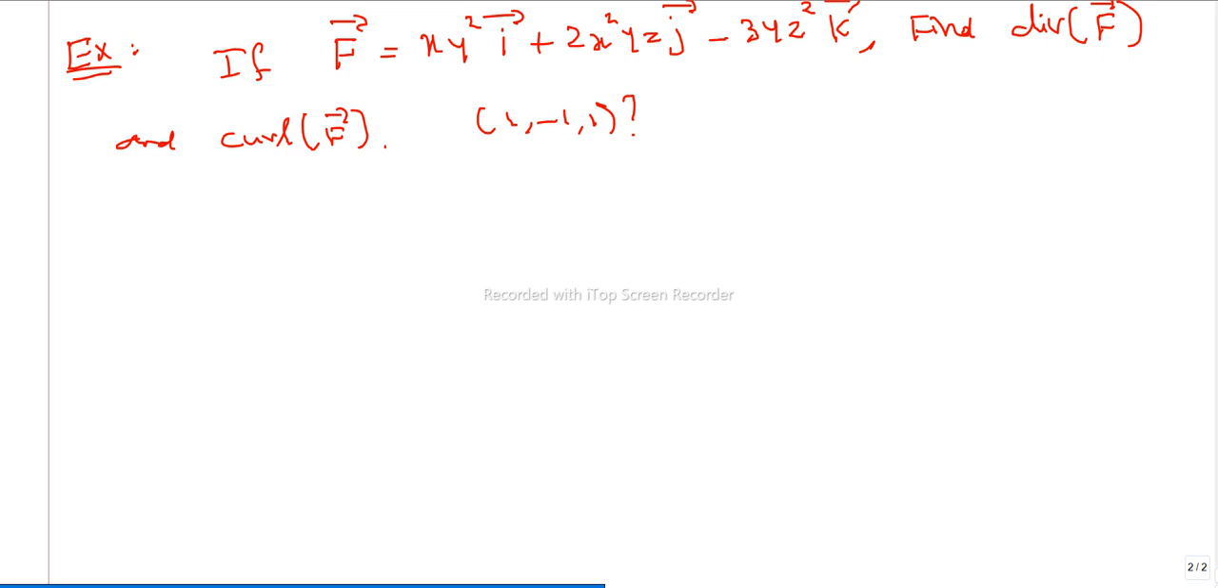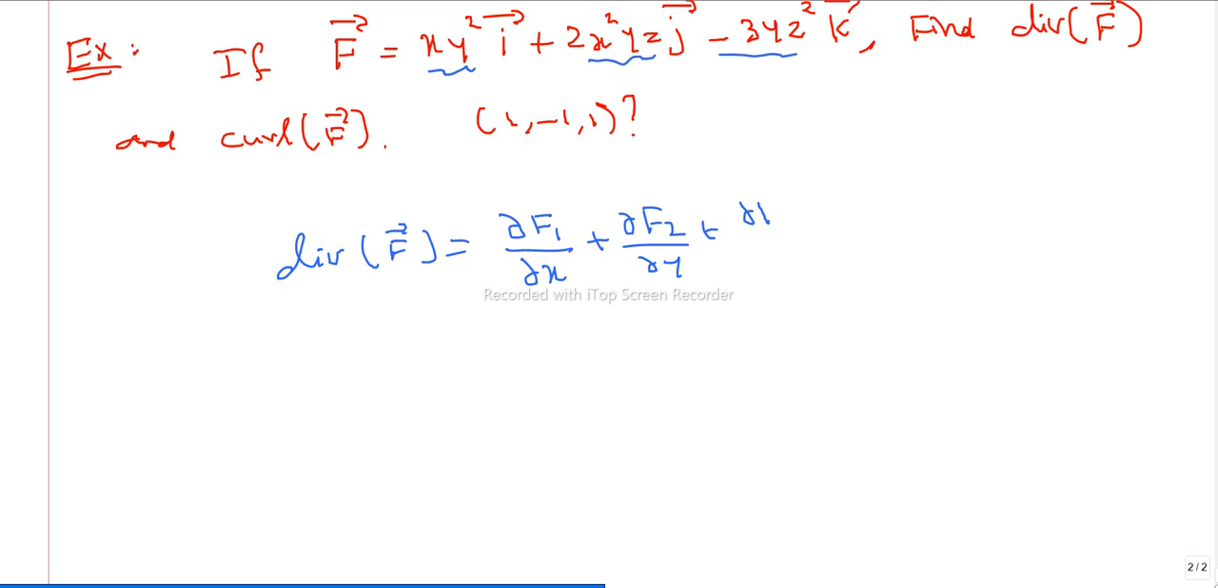So first you have to find the divergence of f. Divergence of f is nothing but you differentiate the first coordinate f1 with respect to x, plus f2 with respect to y, plus f3 partially with respect to z. So we get y square from the first term, plus 2x square z, and then minus 6yz. So this is del dot f.